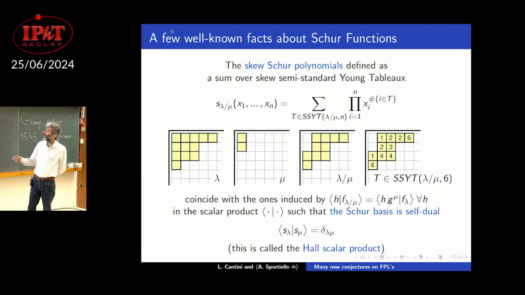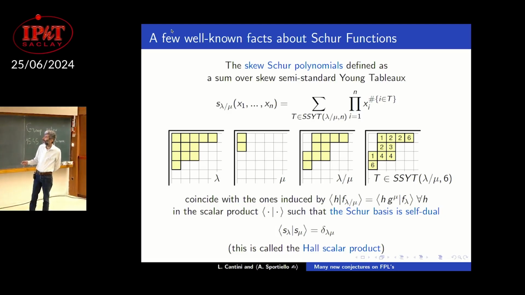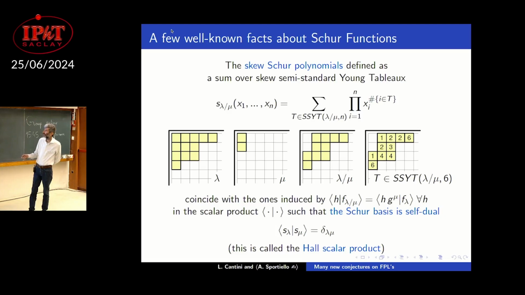A nice fact is that when you define these Q-Schur polynomials in terms of semi-standard Young tableaux, they satisfy the fundamental property of skew expressions in the way of scalar product, as I told you in the beginning. In this case, you take as scalar product the formal Hall scalar product, which is the normal one, the famous one.